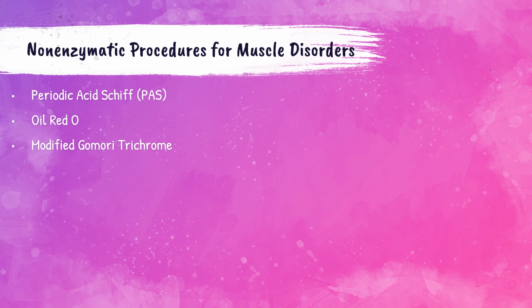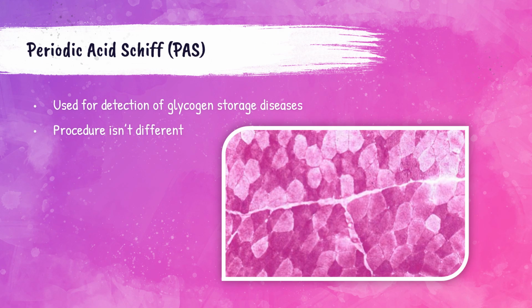There are non-enzymatic procedures used for staining for muscle disorders. These are periodic acid-Schiff, or PAS, oil red O, and the modified Gomori technique. The periodic acid-Schiff, or PAS stain, is used for the detection of glycogen storage diseases. We've already talked about the PAS stain in previous lectures, and the procedure isn't any different for muscle.